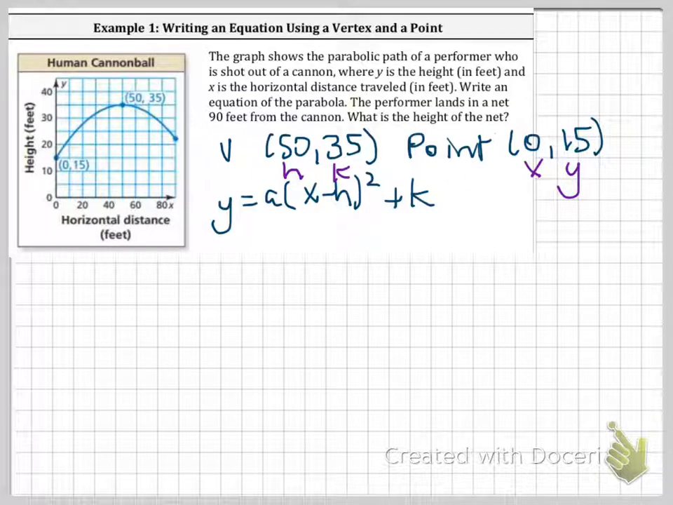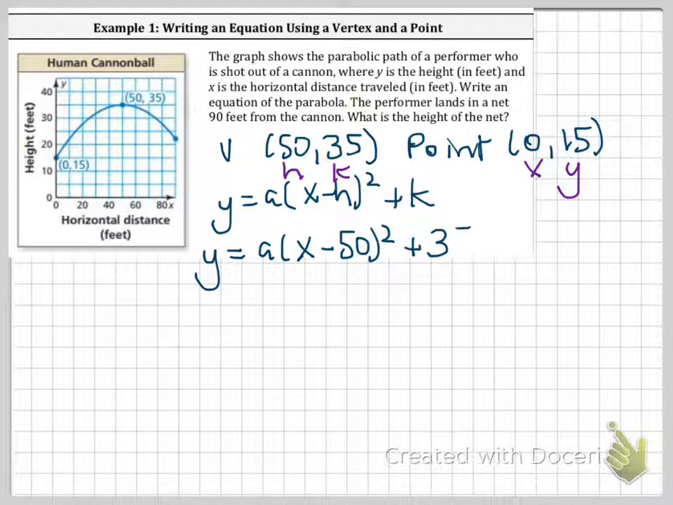So I like plugging in our vertex first. So y equals a times (x minus 50) squared plus 35. That is our h and k here. We'll come back to that because that'll help us write our general equation later. Now we want to plug in x and y.